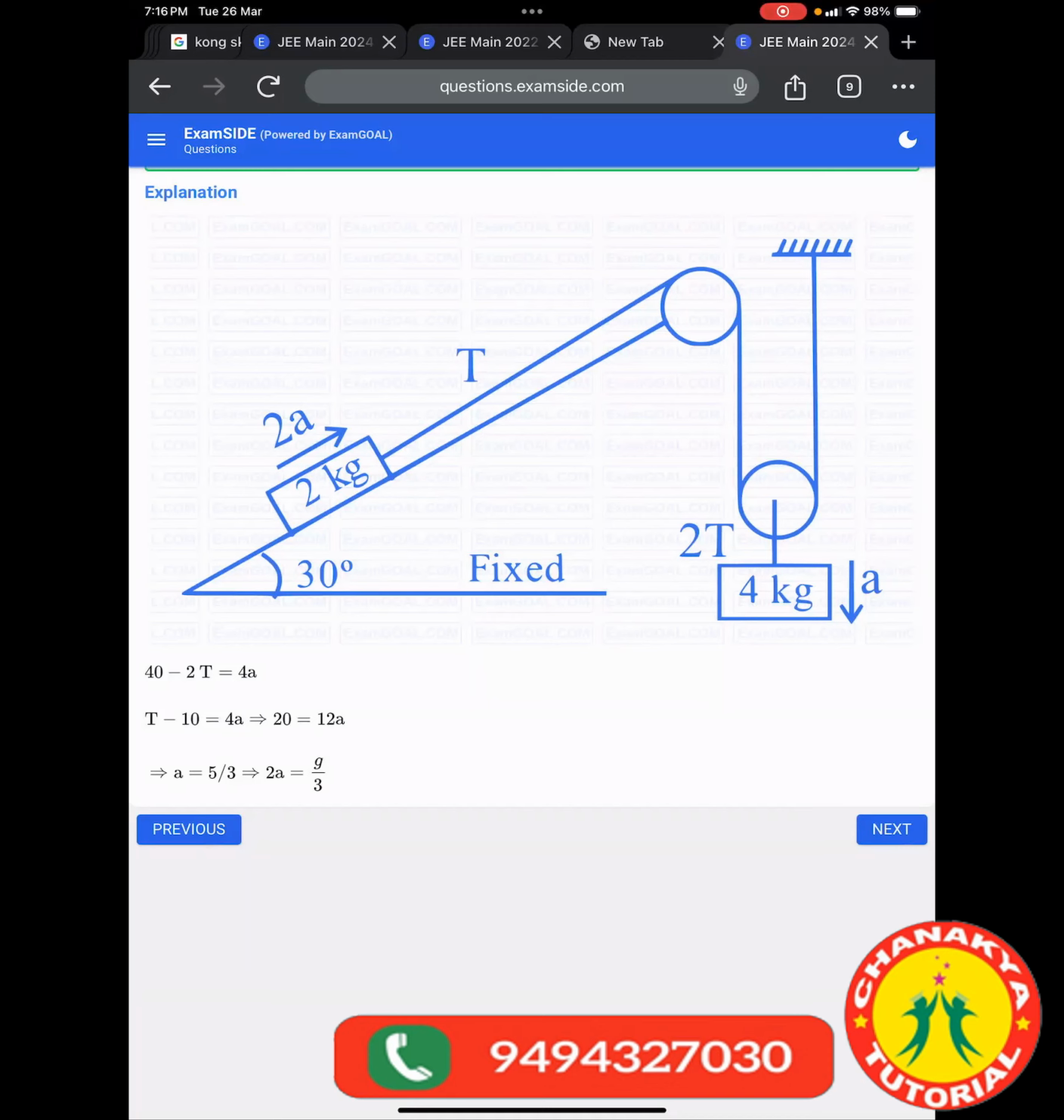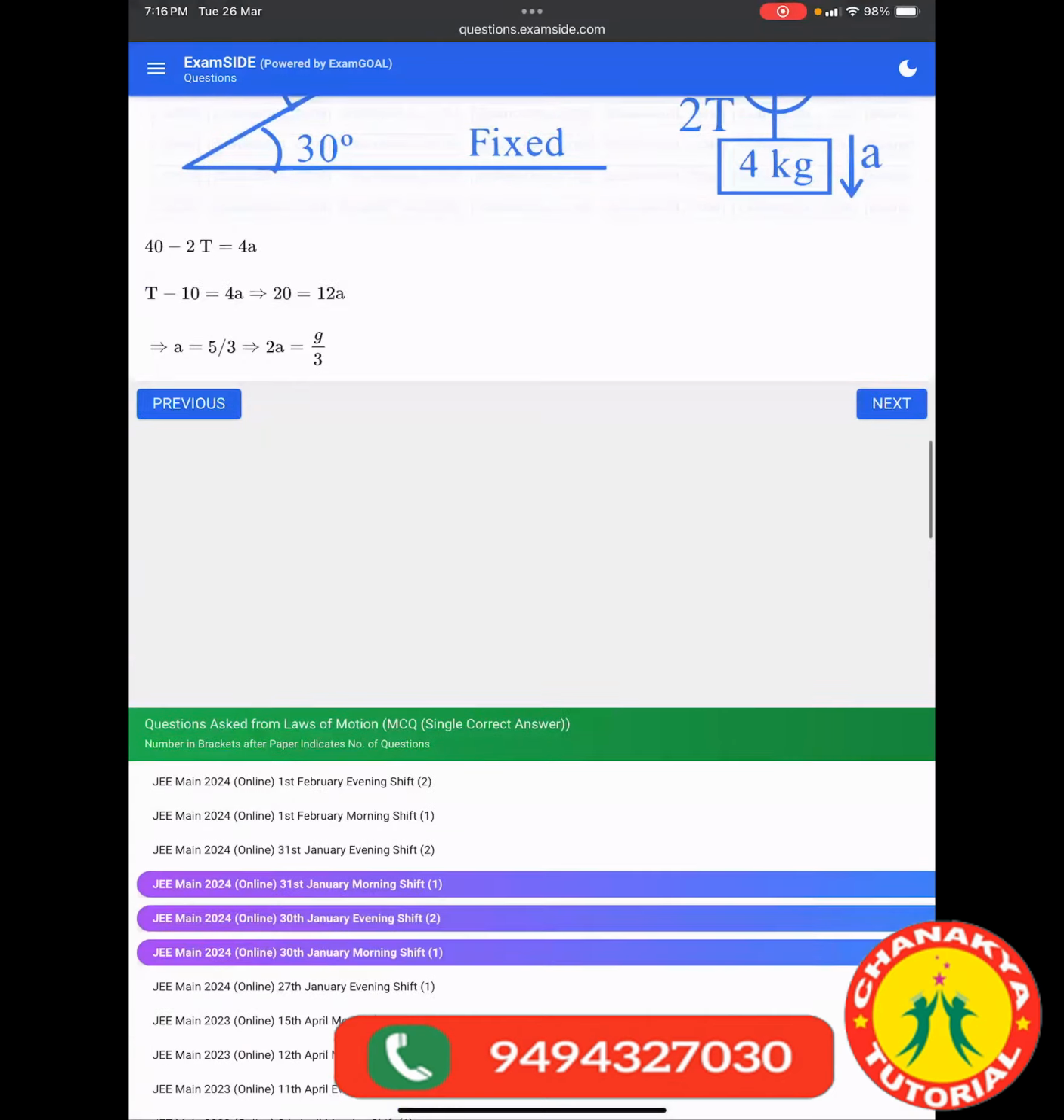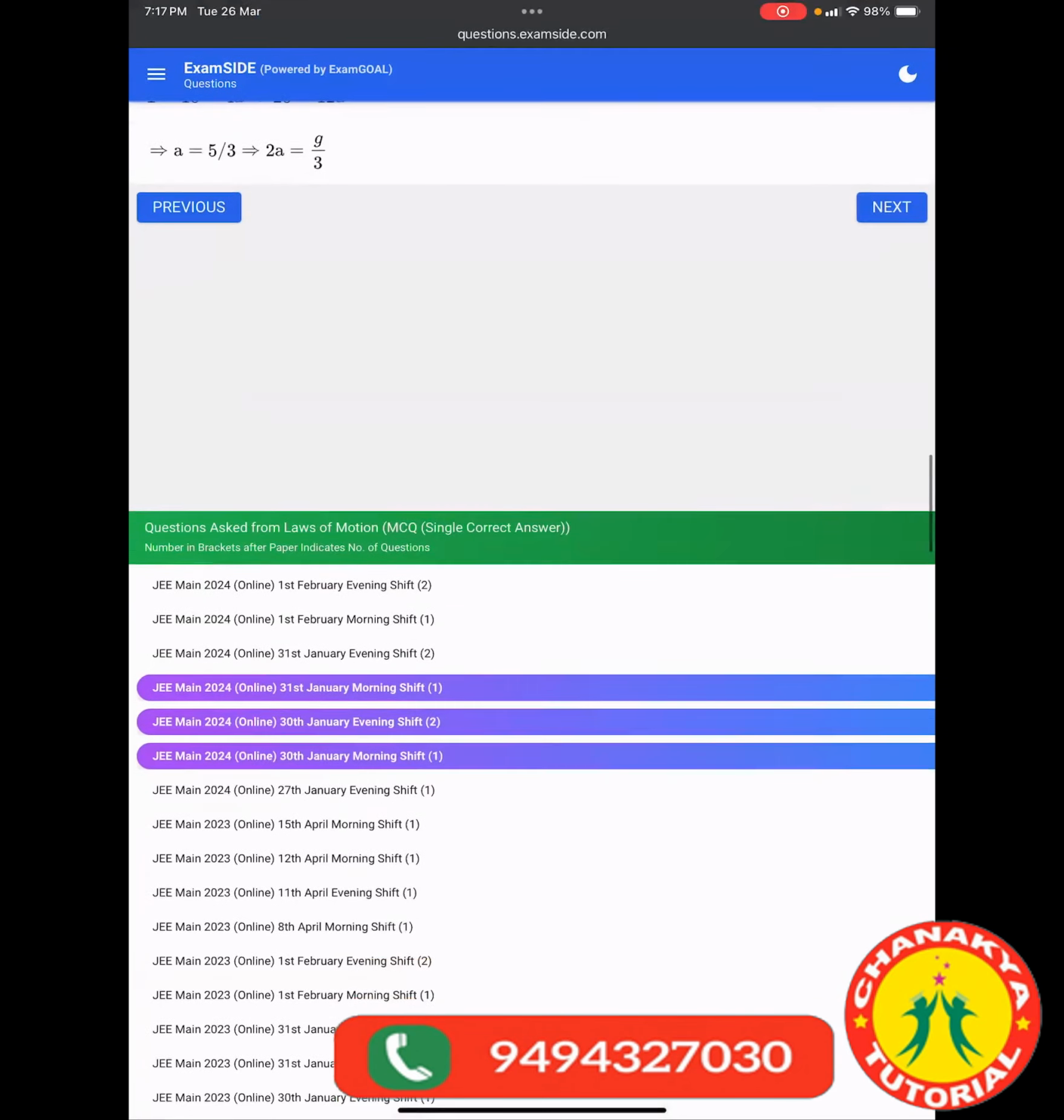So I covered momentum, impulse, and some questions based on this, right? So let's see more questions.